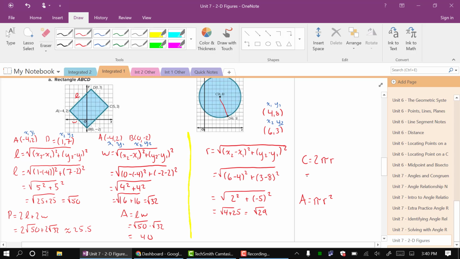So C is going to be 2 times 3.14 times the square root of 29. And when we type all that into our calculator, we get about 33.8. And then over here, again, we have 3.14 times the square root of 29 squared. Well, the square root of 29 squared is just 29. So that's going to give me about 91.1, because I multiplied 29 times 3.14 and I get 91.1.